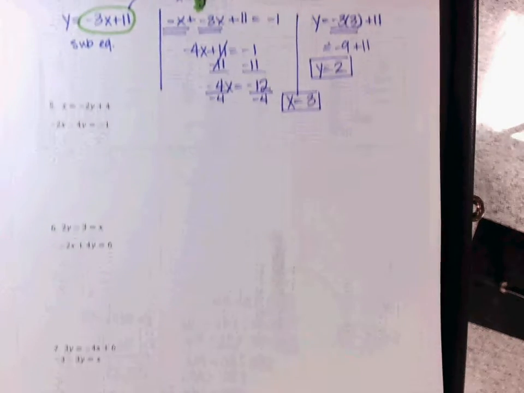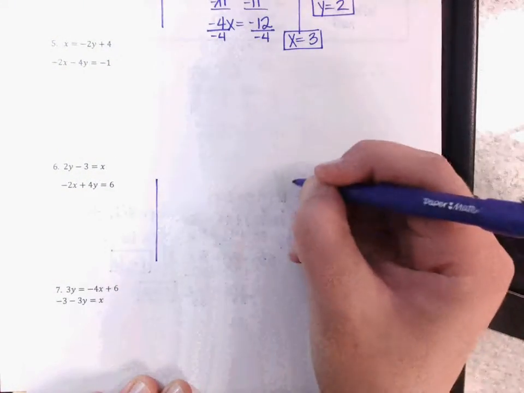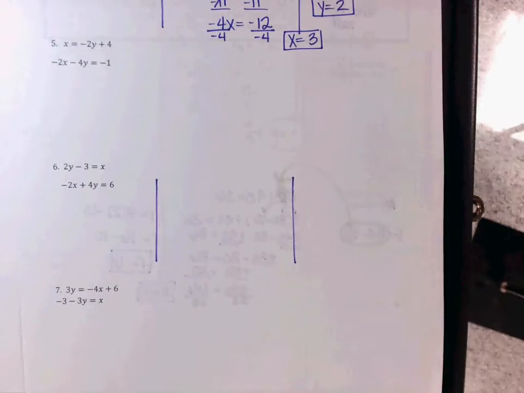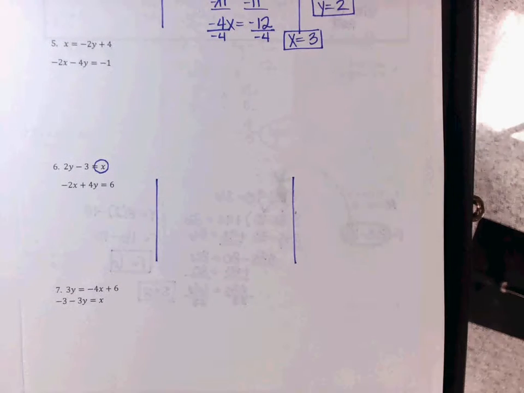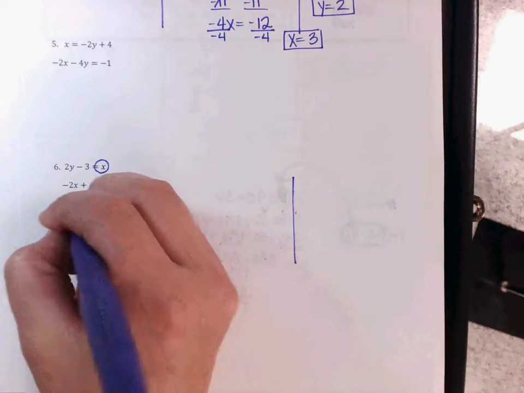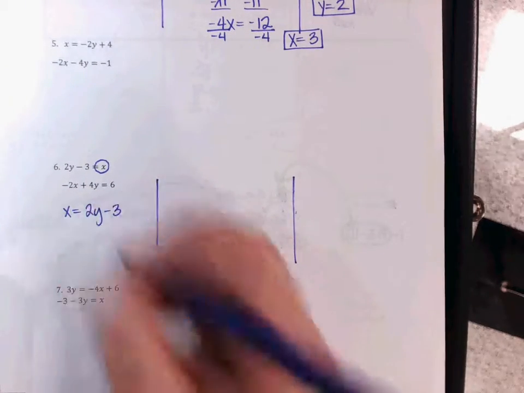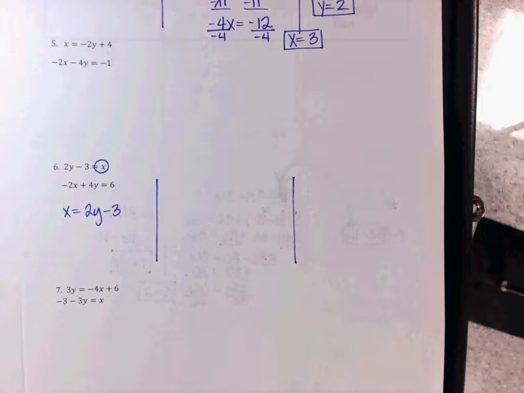Number 6. Okay, look at your equations. Either the top or the bottom should already be solved. Which one is it here? Top. Now, what's tricky about it is, do you see how x is on the other side? Okay, but is it still alone? Because that's what matters. Yes. So, x equals 2y minus 3. That's my sub-equation. I'm just going to switch the sides around because I know that it doesn't matter which one comes first.